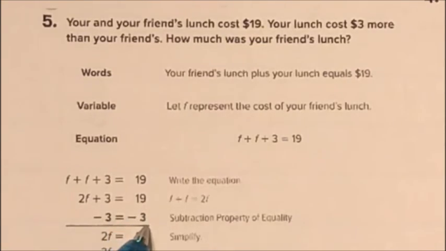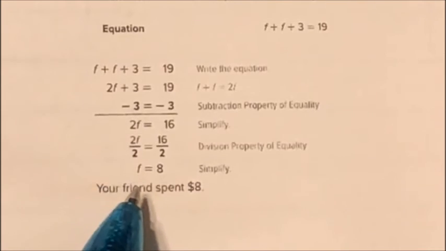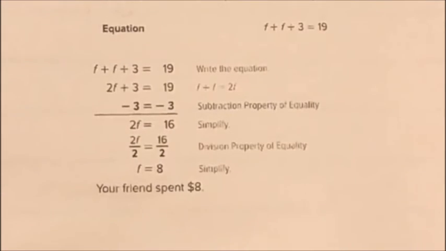I subtract 3 from both sides. 19 minus 3 gives me 16. Then I divide both sides by 2. This cancels. I'm left with F equals 8. So your friend spent $8.